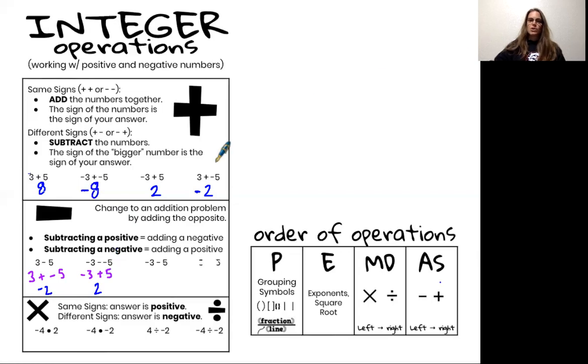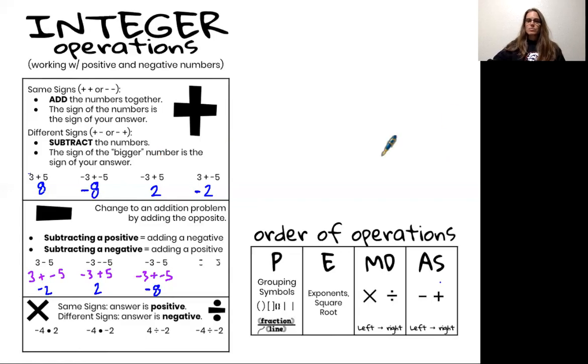Next example, I have -3 minus 5. Again, subtracting a positive. That means this has an equivalent addition problem of -3 plus -5. -3 plus -5, adding two numbers with the same sign. So 3 plus 5 is 8, negative, final answer is negative, and we've already done that problem.